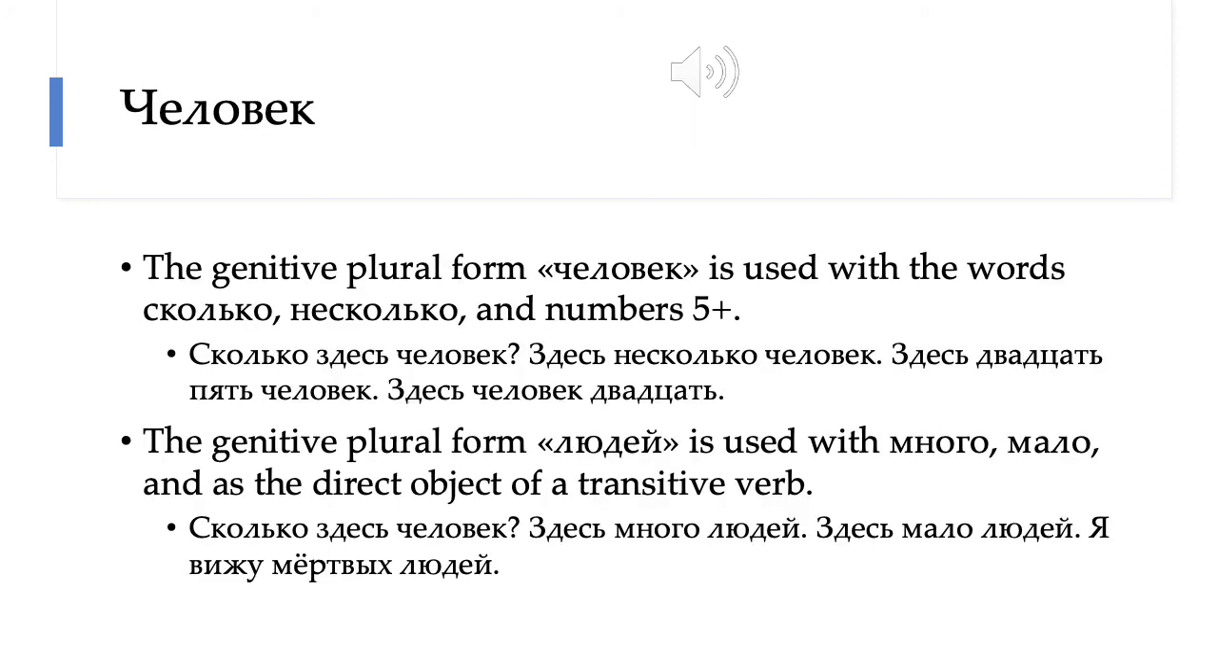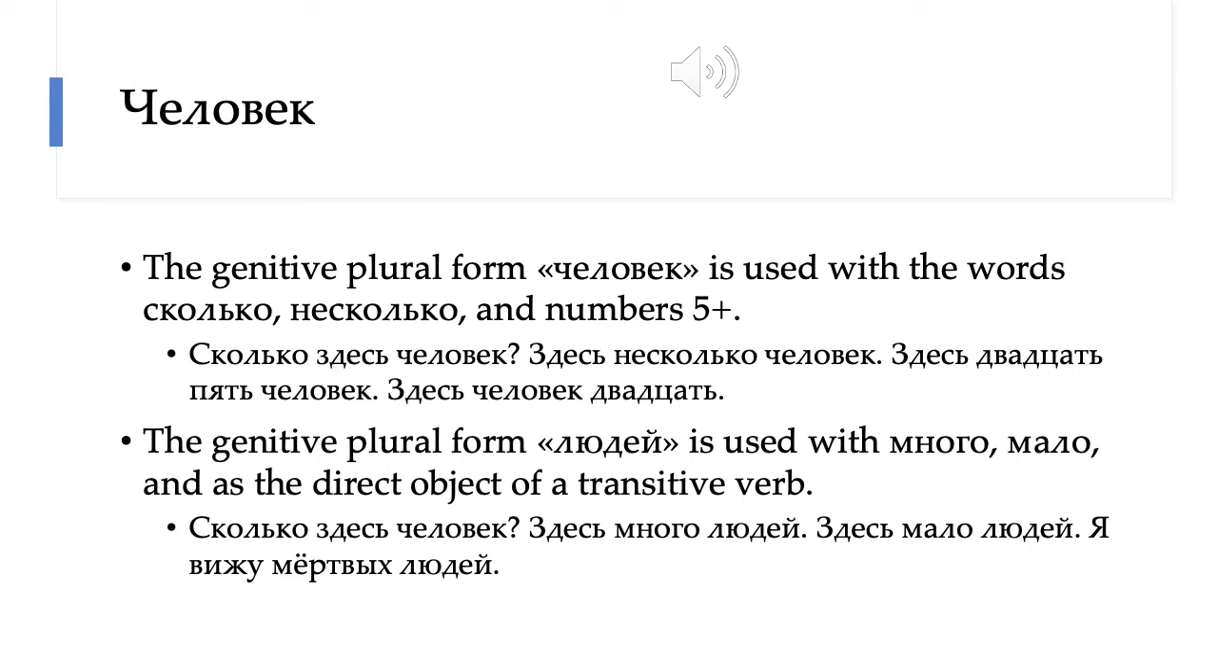Finally, let's look at the word человек, person or human being. Человек has two genitive forms, человек and людей, that are used under different circumstances. So we use the form человек in the genitive plural, and it's this genitive plural form that is exactly the same as the nominative singular. We use that with the words сколько, нисколько, and the numbers 5 and above.